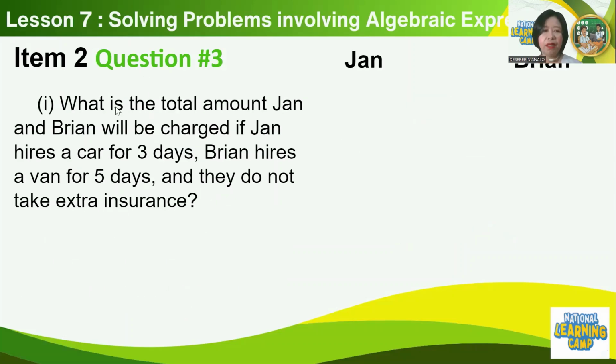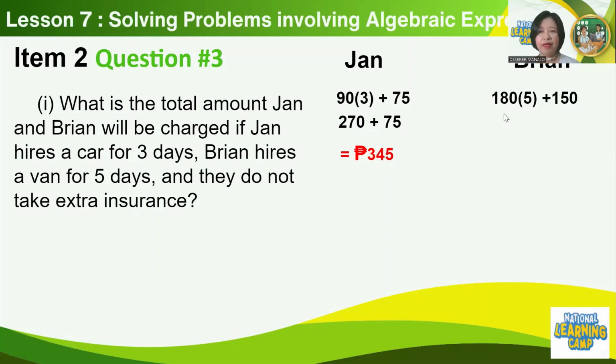Question number 3. What is the total amount John and Brian will be charged if John hires a car for 3 days, Brian hires a van for 5 days, and they do not take extra insurance? So for John, 90 times 3 plus 75, so no insurance. So it is 270 plus 75, the total of 345 pesos.